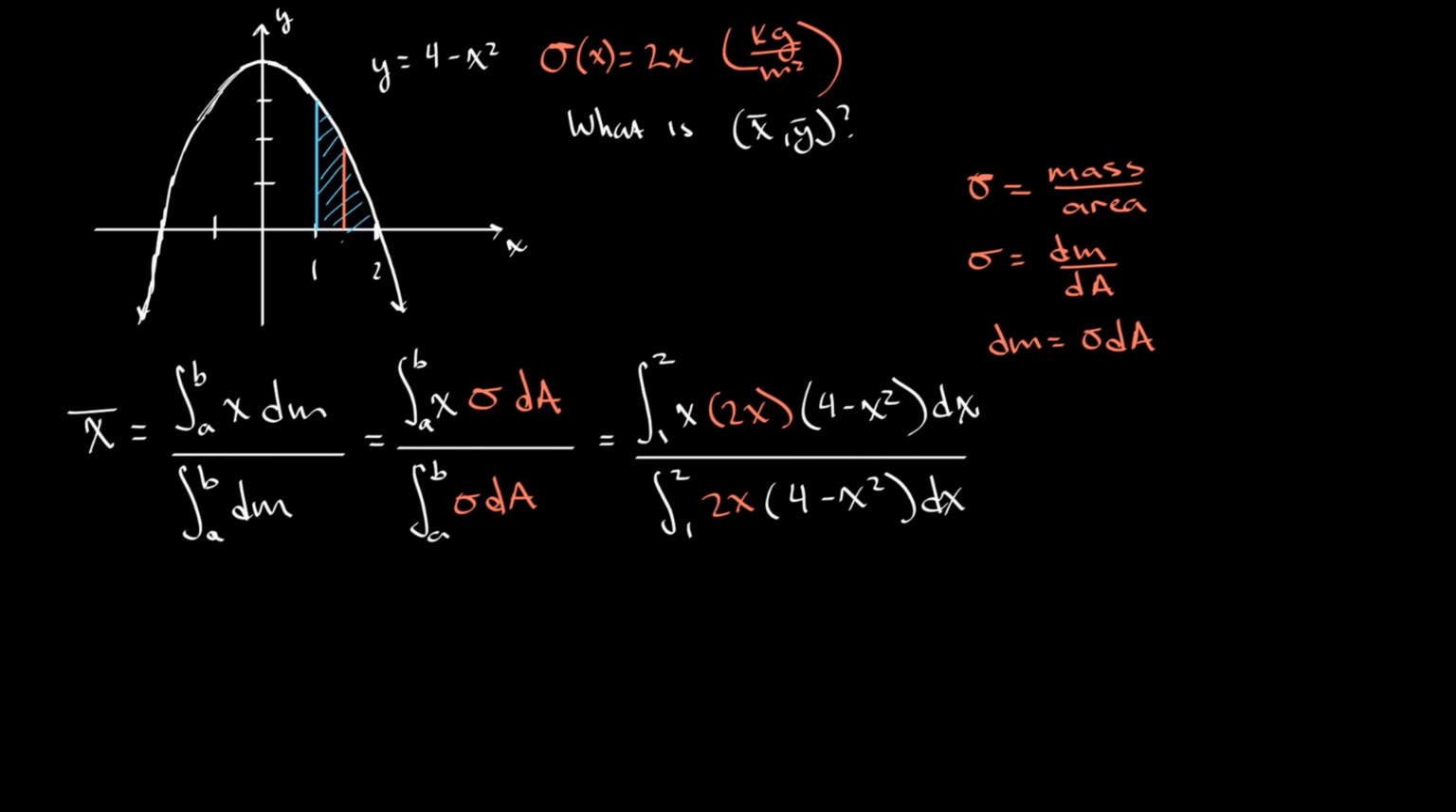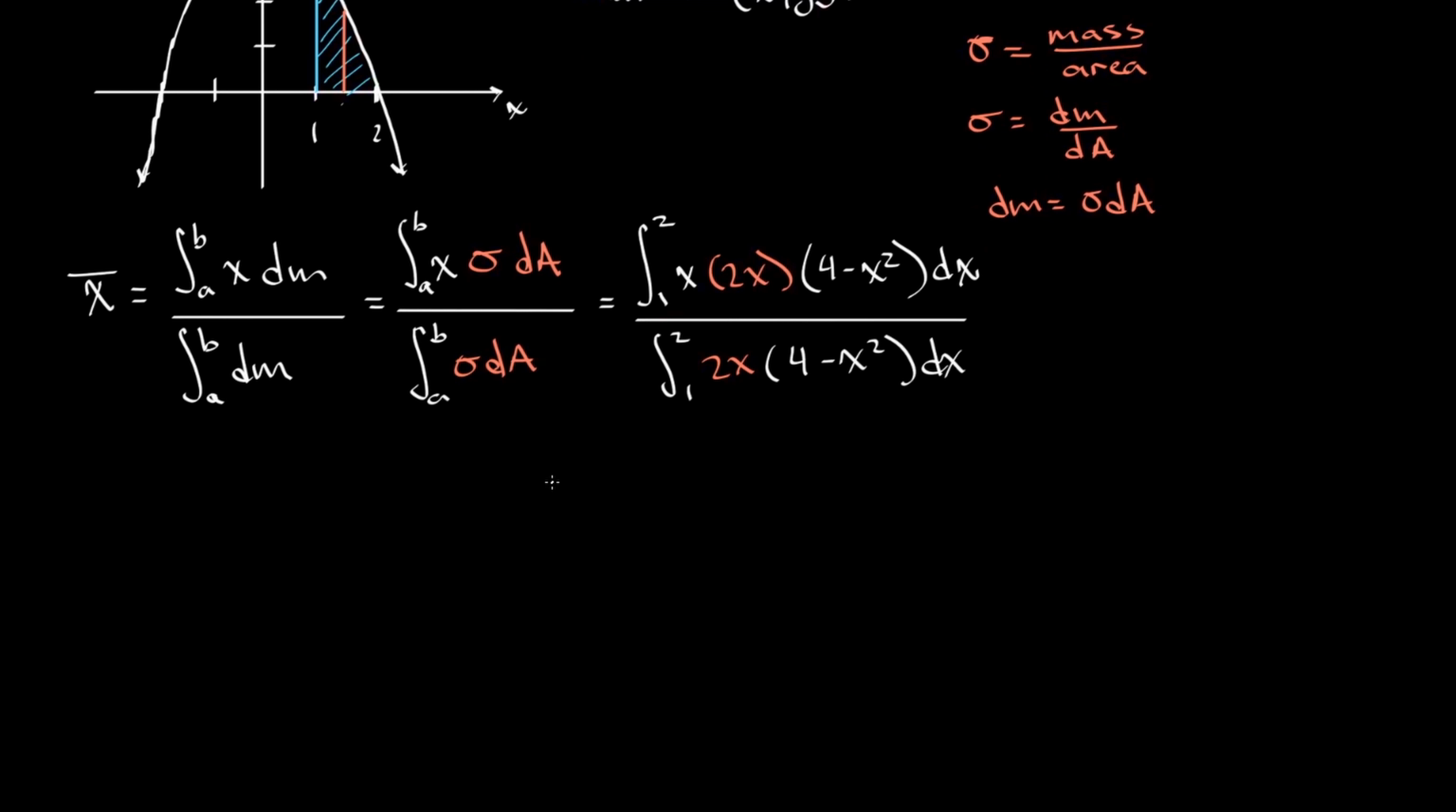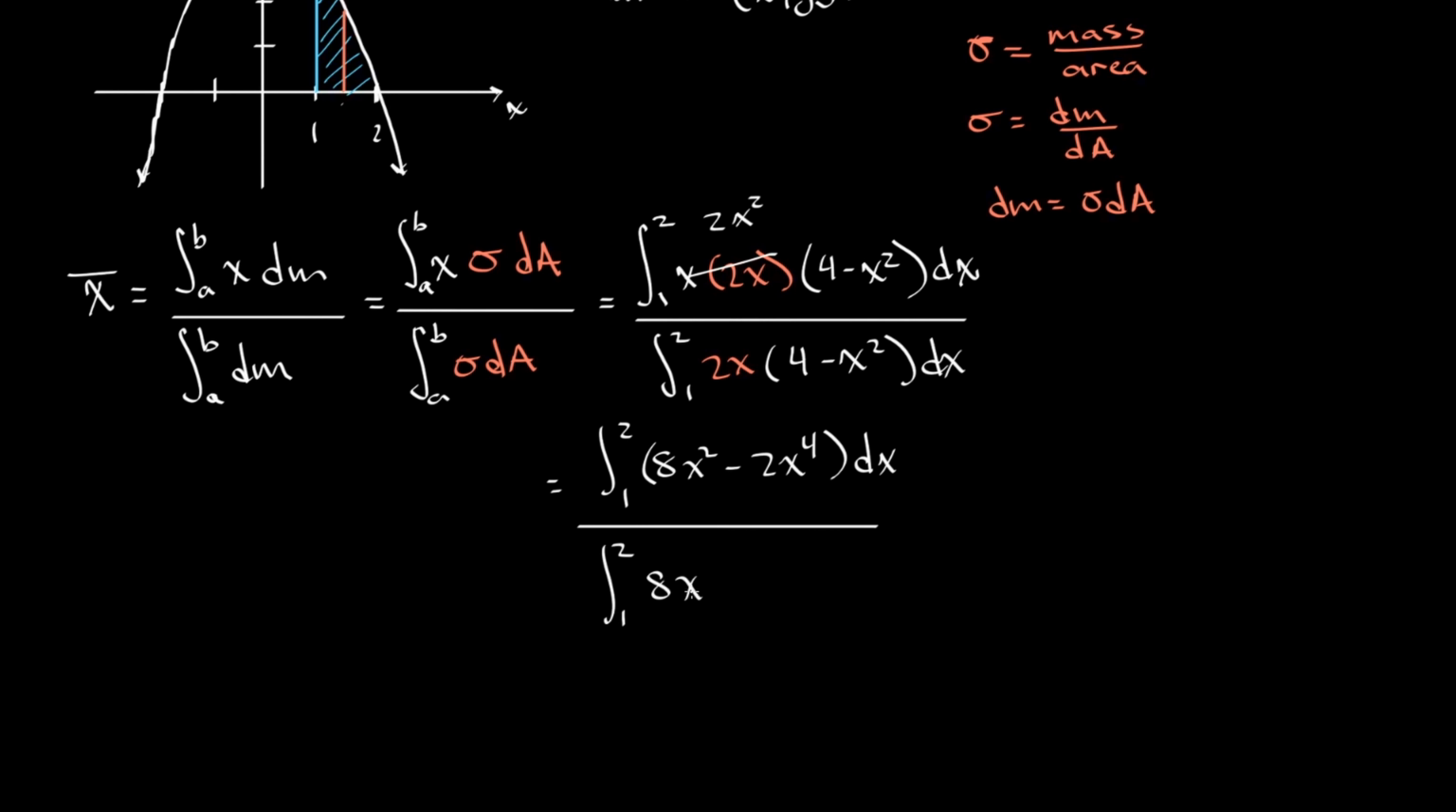All right, let's start doing these. Let's see what we get. So I'm going to just write this up here. This is going to be 2x squared, and then we'll distribute. So we're going to have the definite integral from 1 to 2 of 8x squared minus 2x to the 4th power, and we're integrating with respect to x. And then in our denominator, we have the definite integral from 1 to 2 of 8x minus 2x to the 3rd power, integrating with respect to x.